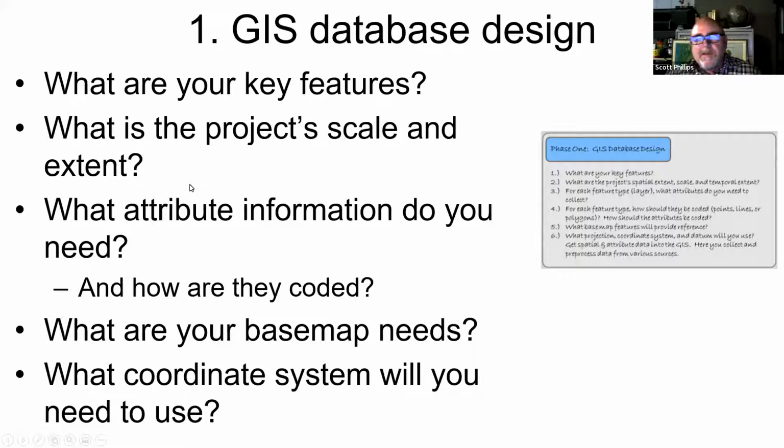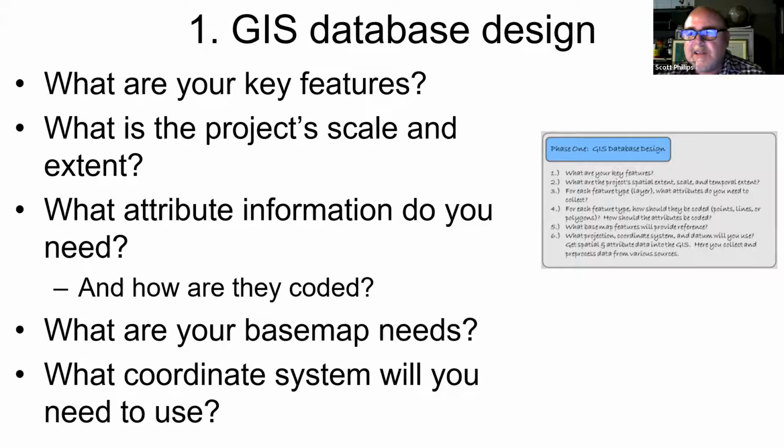So let's start with part 1, GIS database design. These are some things that you need to have in mind when you're designing what your data is going to look like. What are the key features that you need to include in your analysis? Like I said, if you're studying tree heights for individual tree locations, you need to find some data with trees as your key feature. If you're studying soils, you need soils. If you're studying rents, you need some type of real estate data, and so on.